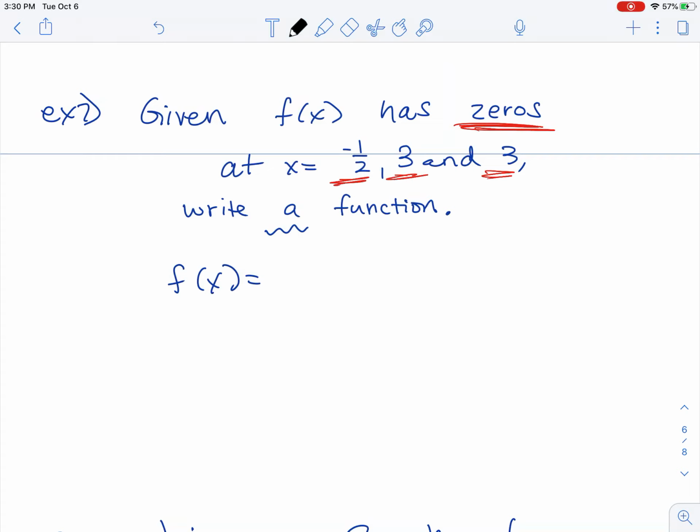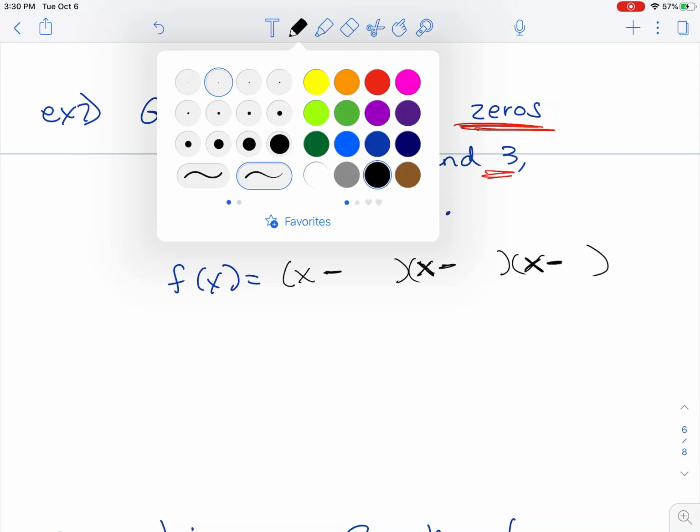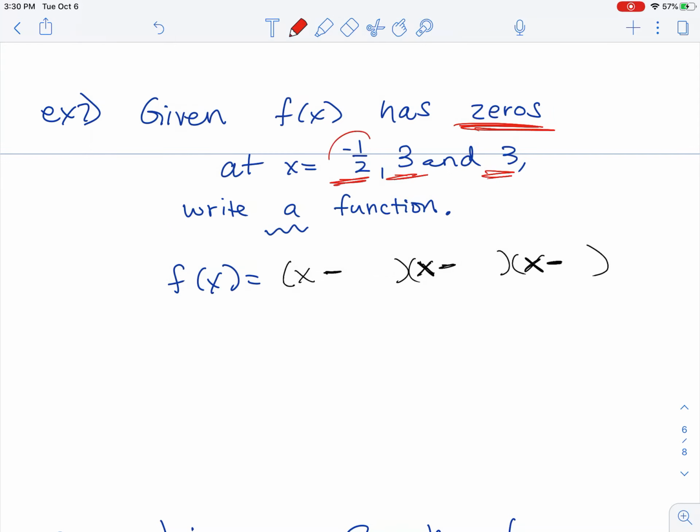We talked about if it has a 0 at a certain value, then it has factors of x minus those zeros or those roots. So I'm going to set this up first with x minus, x minus, x minus. And then I'm going to plug in whatever those roots are. So I'm going to go -1/2 here, positive 3 here, and positive 3 here. So remember that when you're putting it in the factors, it's always x minus.